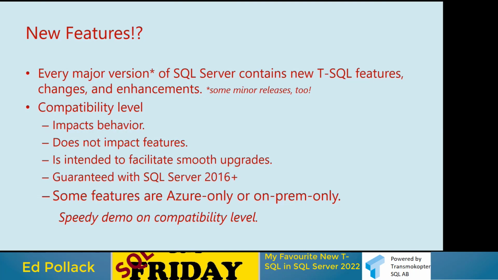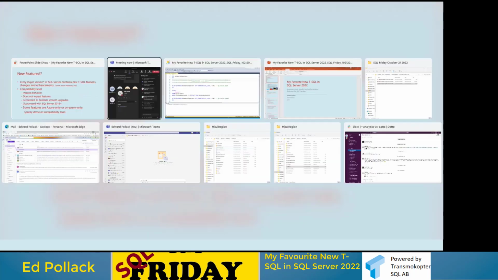Another random note on new features and compatibility levels is that some things are on-premises only and some are Azure only. Obviously, if you're talking about servers and resources, you may not have all of that in Azure, depending on whether you have a managed instance, for example. And of course, on-prem, anything that's Azure related, you're not going to have because you're on-prem. It's just worth keeping in mind.